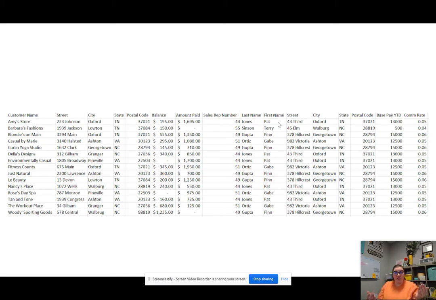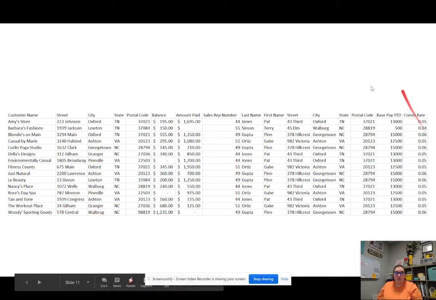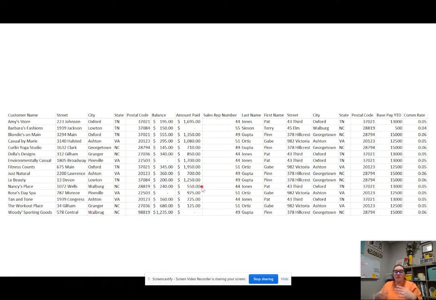In this case, what we want to do is go the opposite direction. We want to take the sales rep number right here, and we want to include that in the customer table, in addition to being included in the sales rep table. Because then we could say sales rep number 44 is going to be associated with Amy's Store, Environmentally Casual, Delia's Designs, Nancy's Place, and Tan and Tone. And we can do that in every single row in the customer table. And then the 44 will connect from the customer table over to the sales rep table, saying 44 is Pat Jones at 43 3rd, Oxford, Tennessee, and the base pay is $13,000 and their commission rate is 0.05.